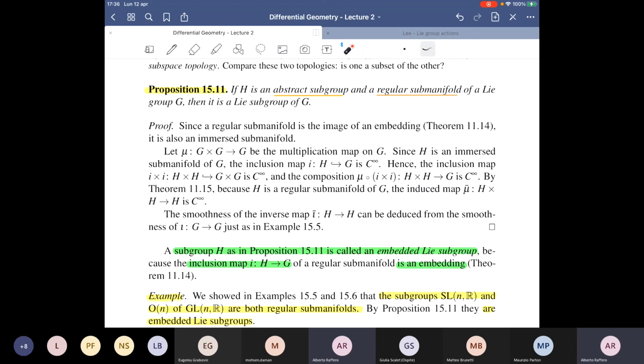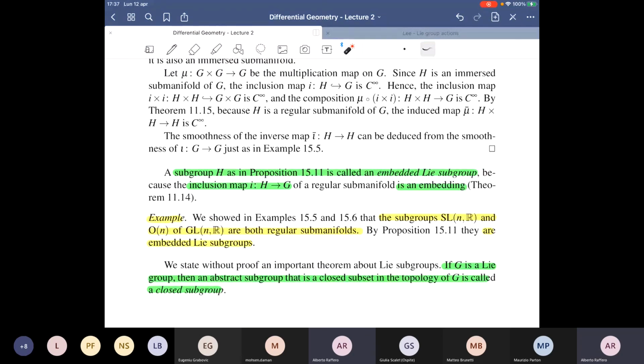Pay attention to the fact that we can restrict the codomain of this map to H and get a smooth map only because H is a regular submanifold. So we can't do that if H is only immersed. And the smoothness of the inverse is proved in a similar way. So this tells you that if you have an abstract subgroup and a regular submanifold, then you get a Lie subgroup. Of course, the regular submanifold condition, I repeat this once again, is stronger than the immersed submanifold condition.